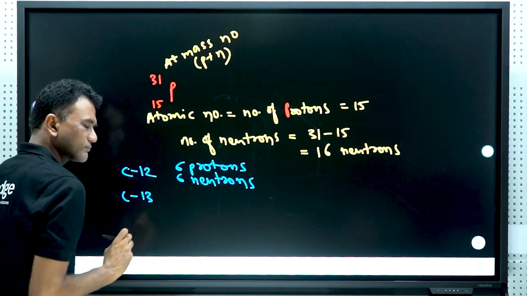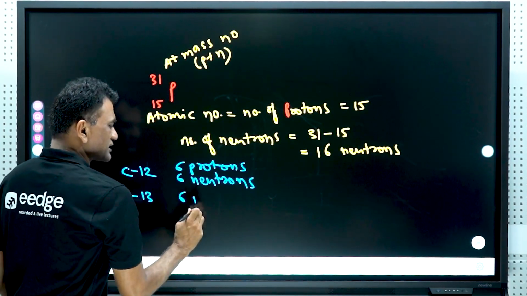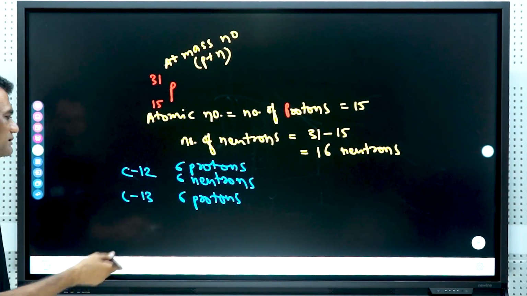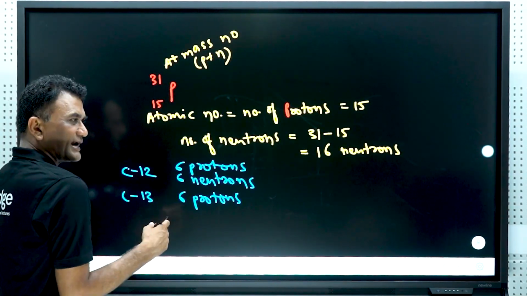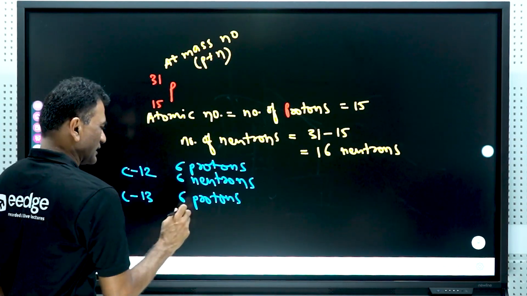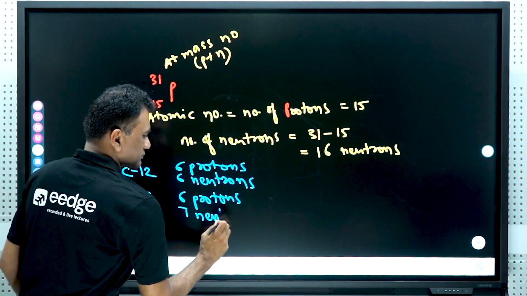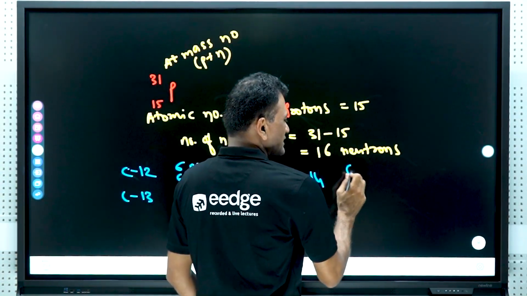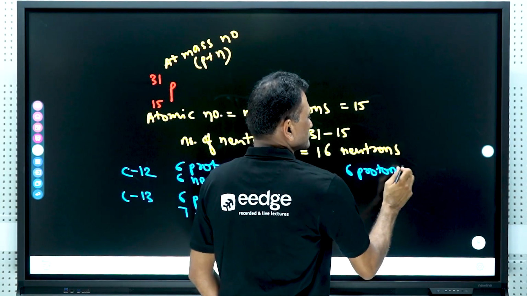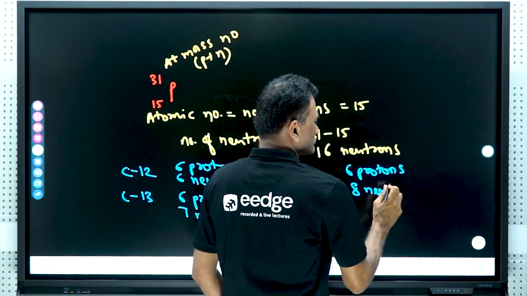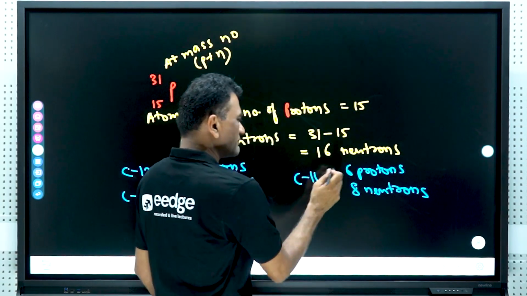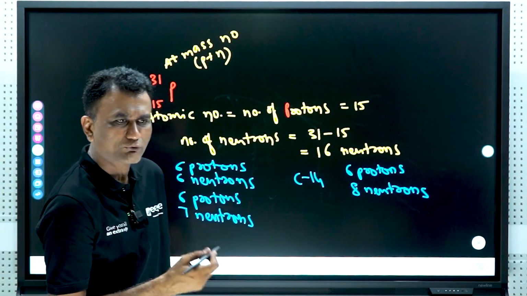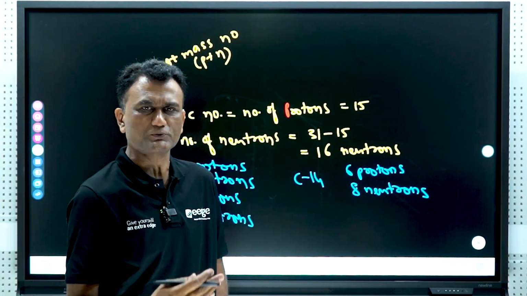Carbon 13 consists of 6 protons, because this is also one variety of carbon, but it has one additional neutron as compared to carbon 12. So here we have 7 neutrons, and carbon 14 has 6 protons and 8 neutrons. Mass number minus atomic number gives the number of neutrons. So carbon 12, carbon 13 and carbon 14 are said to be isotopes of carbon.